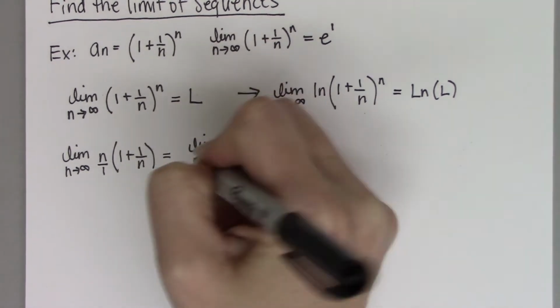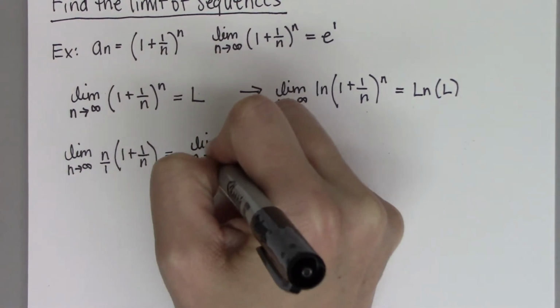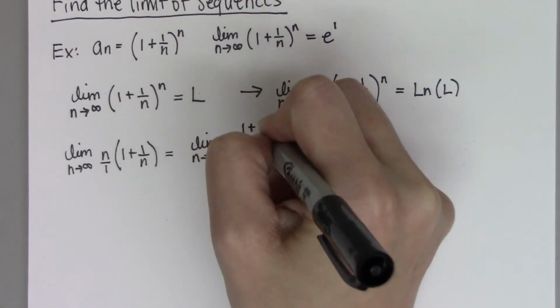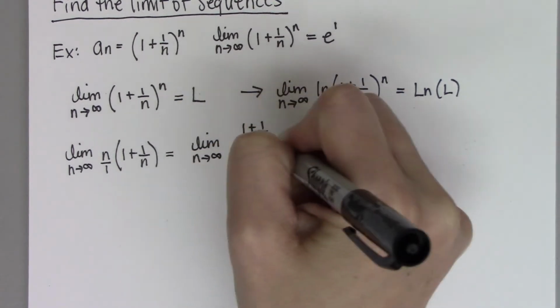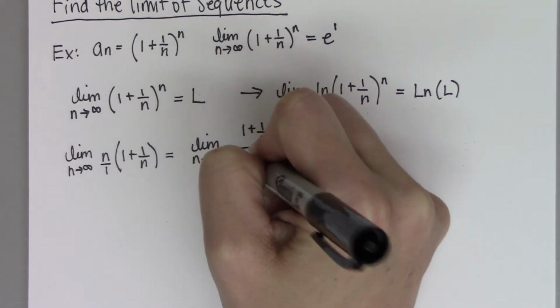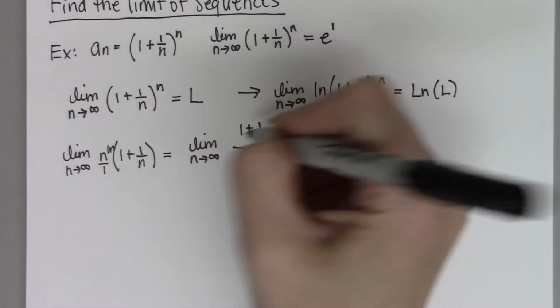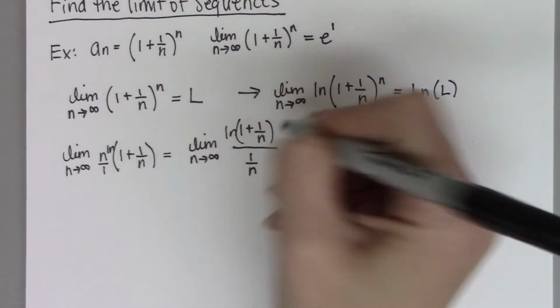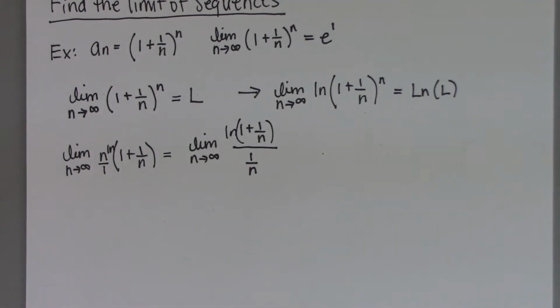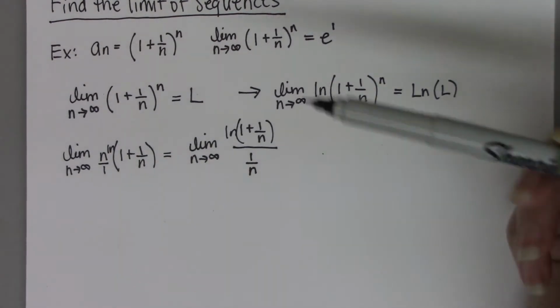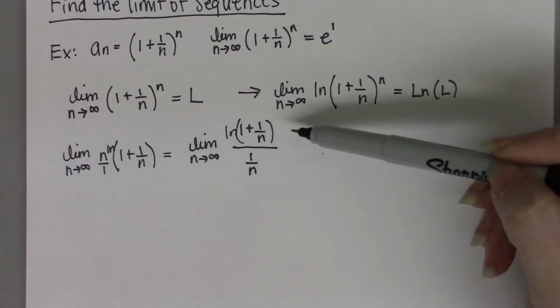So this is equivalent to saying the limit as n goes to infinity of 1 plus 1 over n, over 1 over n. And I realized here, I forgot I still have a natural log. My bad, guys. All right, because we still got that natural log. So now when I look at this expression, I have a ratio, just like I wanted. And let's look at the limit of the numerator and the denominator.